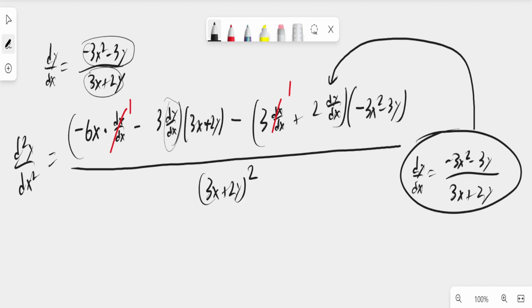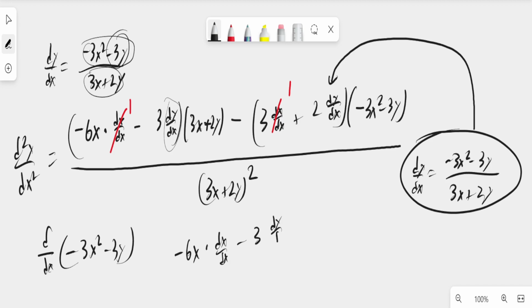Wait, where'd you get the times dy over dx from? From 3, so 3 times dy over dx. Because it's 3y. So the derivative at the top with respect to x. Oh, gotcha. Yeah, with respect to x. So it's negative 6x times dx minus 3 dy dx.